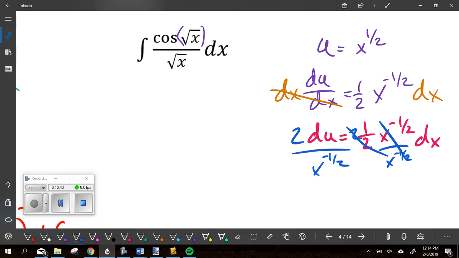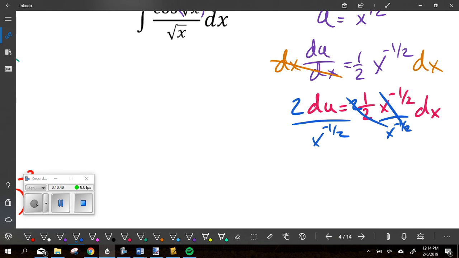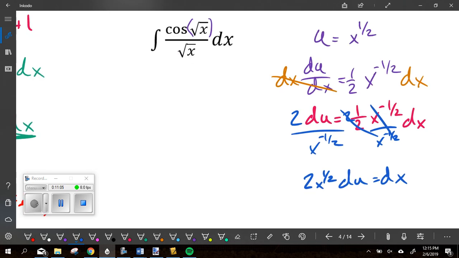If x to the negative 1/2 is a negative exponent in the denominator, what can I really rewrite that as? Positive, and where's it going to be? On top. It's got a negative exponent on bottom. That is the same thing as 2x to the 1/2 du is equal to dx. That is complicated. We just flipped back and forth like 6 times. All right, don't let that be overwhelming to you. That's algebra stuff.